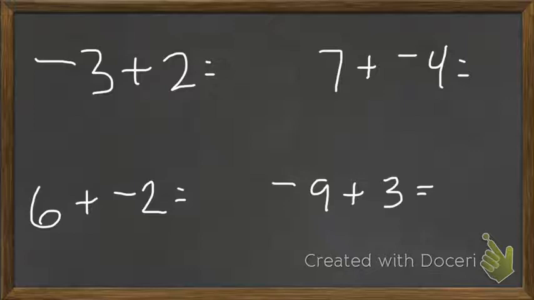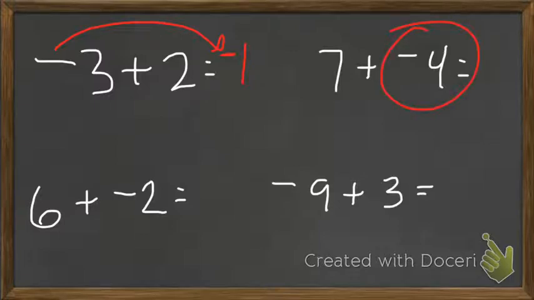3 minus 2. 3 minus 2 is 1, and you keep the sign of the bigger number. 3 is bigger than 2, so we're going to keep the negative sign. That's going to be negative 1. Here we got 7 plus negative 4. Again, that's a positive number added to a negative number. And I tell them to think of money. If you have $7 and you're going to take away $4, you're going to be left with $3. And that's your answer, 3, because 7 is the bigger number. We don't want to make that negative because 7 is bigger than 4.